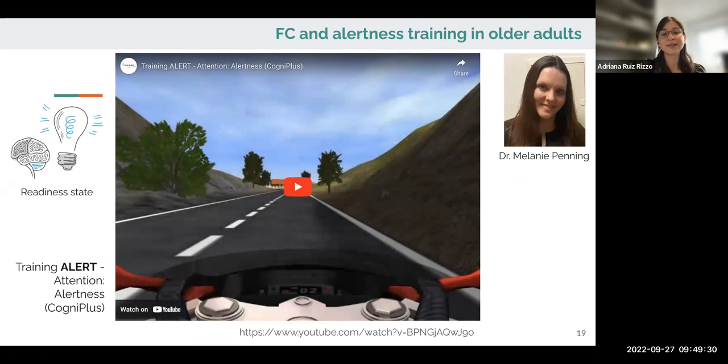And this is what the next study was about. We wanted to investigate whether alertness training could improve visual processing speed in older adults. Alertness refers to the brain's readiness state, so how quick we can respond to stimuli, or give responses. And this can actually be trained, for example, using computer tasks.